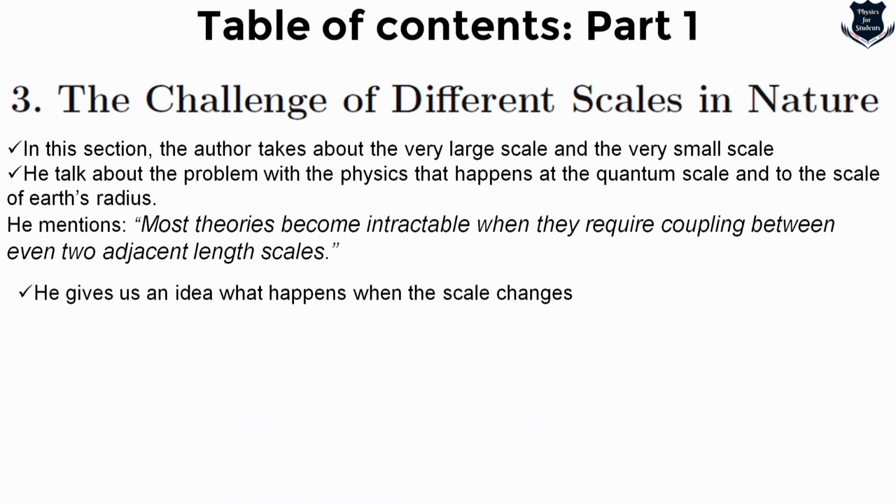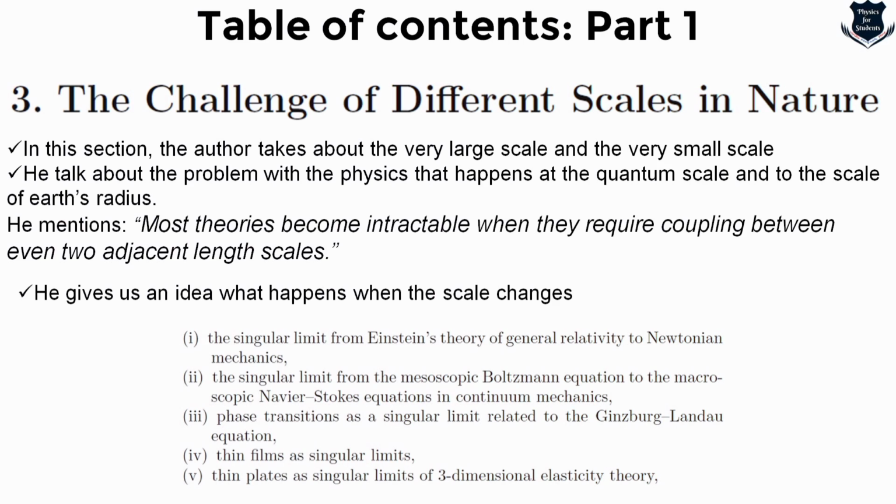He gives an idea of what happens when the scale changes, and this is what he says: 1, 2, 3, 4 and 5. The singular limit from Einstein's theory, that is a change in scale. The singular limit from the mesoscopic Boltzmann equation to the macroscopic Navier-Stokes equations, again a scale change. Phase transitions as a singular limit to the Ginzburg-Landau equation, again a phase change. Thin films and singular limits, and thin plates as singular limits of three-dimensional elasticity theory. So here he introduces what will happen when things change.